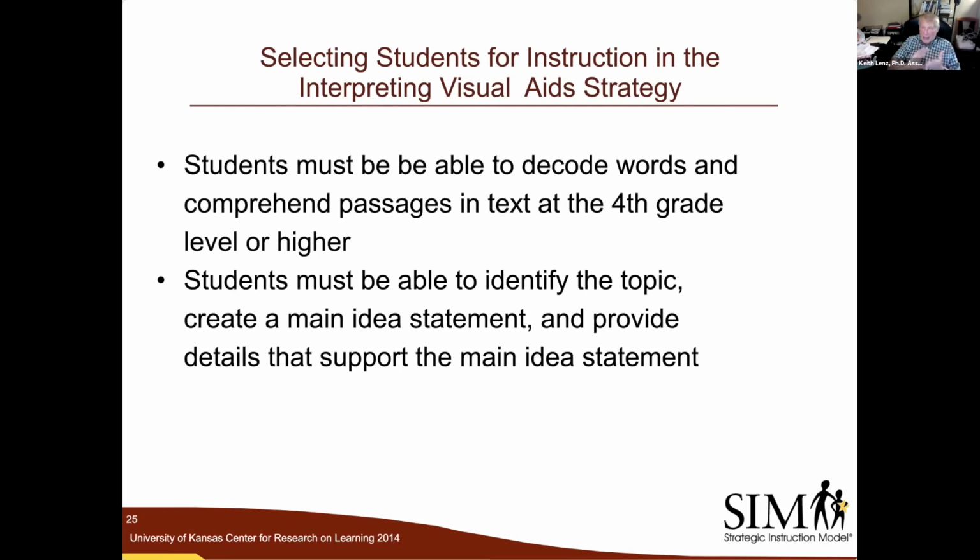If students can't do that, we have a strategy called the paraphrasing strategy and the main idea strategy, which helps kids, young kids and kids who are older, learn how to take a paragraph and identify the topic, the main idea, and the supporting details, and put it in their own words or paraphrase it so they're not using the same words as in the paragraph. So that might be a strategy that would be good for kids to learn before they do this, because at the end of interpreting visuals, they're going to have to do those things.